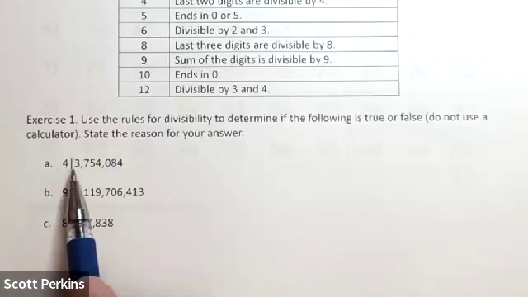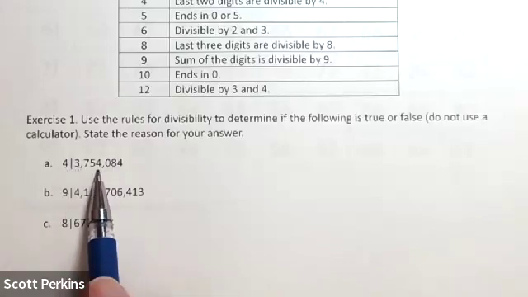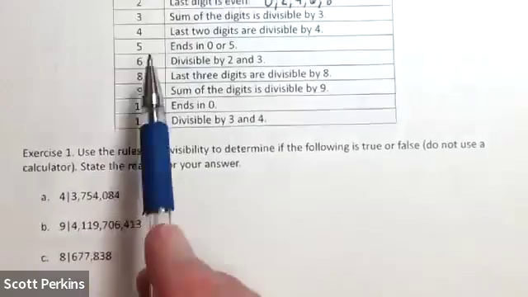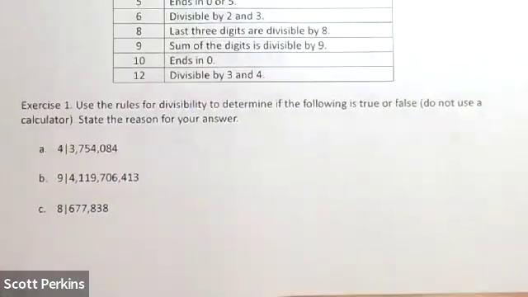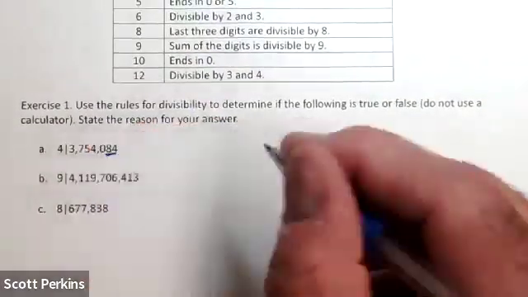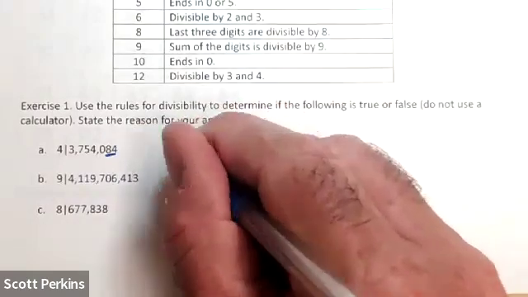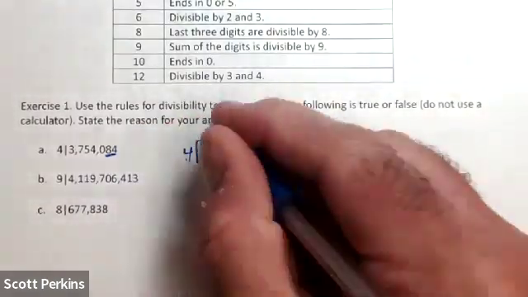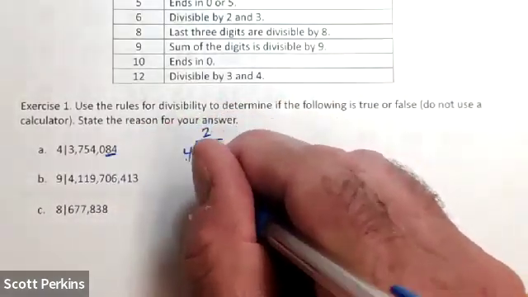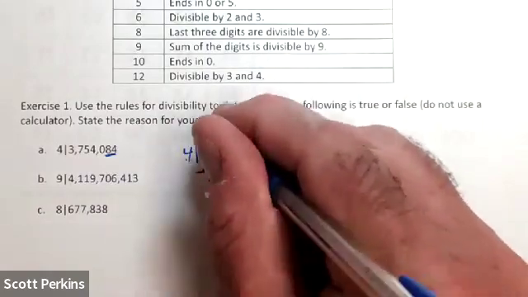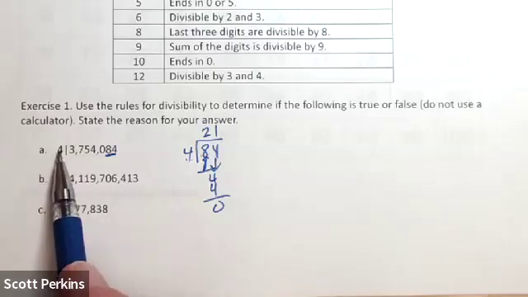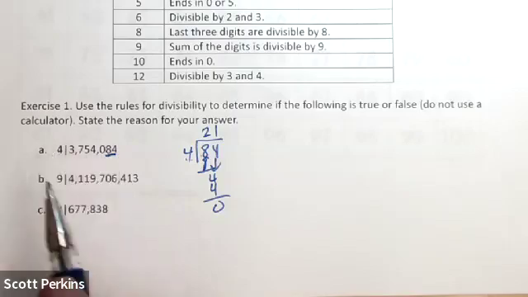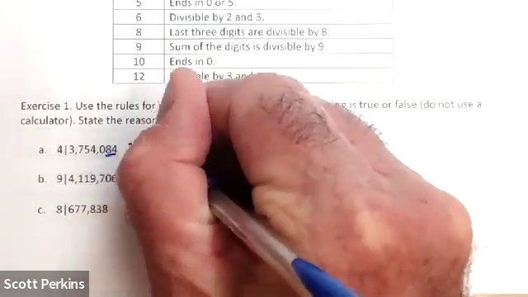So 4, does it divide into this number right here? Well, from the table above, to determine divisibility by 4, we look at the last 2 digits. So I'm just going to look at the number 84. Does 4 divide into 84? Well, 4 goes into 8 twice. Bring down the 4. 4 goes into 4 once. I have a remainder of 0. So since 4 divides into 84, 4 indeed divides into that whole big number. So that is going to be true.